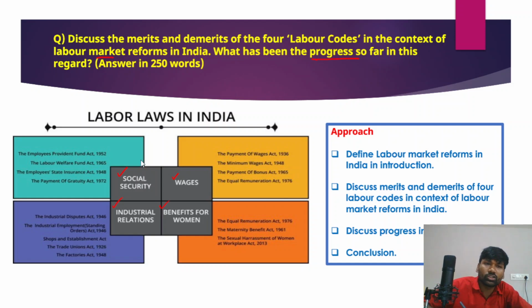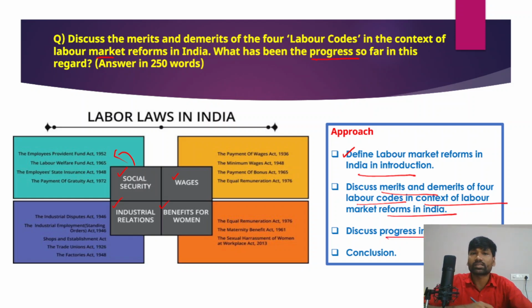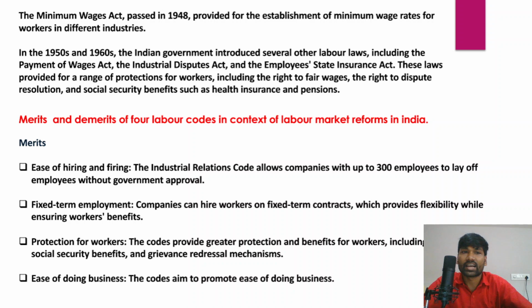When it comes to social security, there are certain legislations which were passed in the 1950s, 1960s and 70s also. So you can go through these legislations, because whenever a question is asked on labor reforms, it would always be advisable to write these laws in the answer. So what should be the approach of this question? Firstly, write about these labor codes, then define labor market reforms in India, discuss the merits and demerits of 4 labor codes in the context of labor market reforms, and then discuss the progress that has been achieved so far.